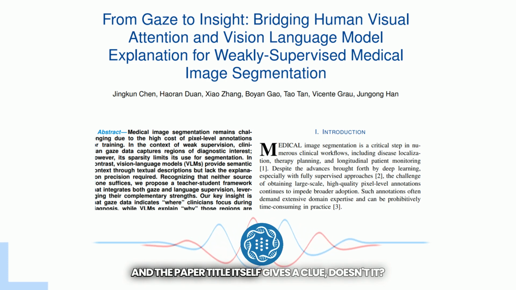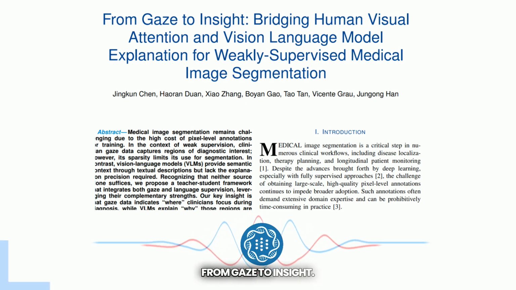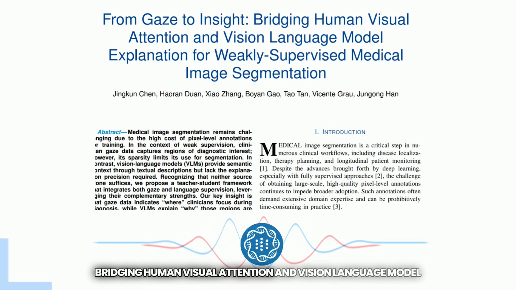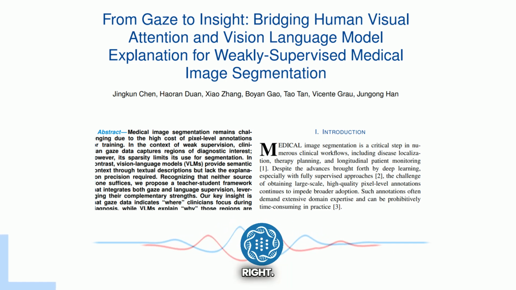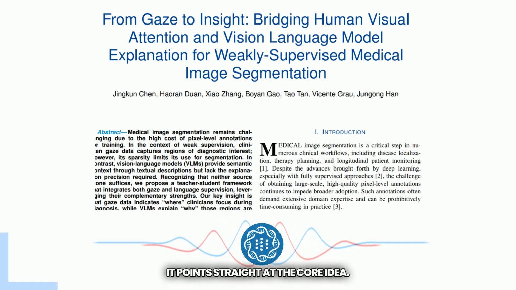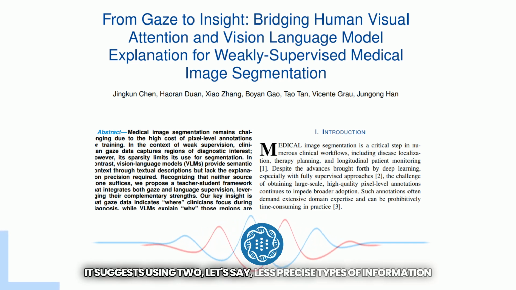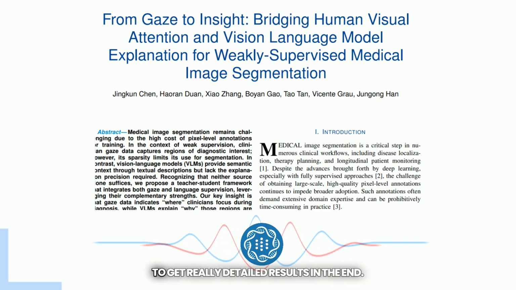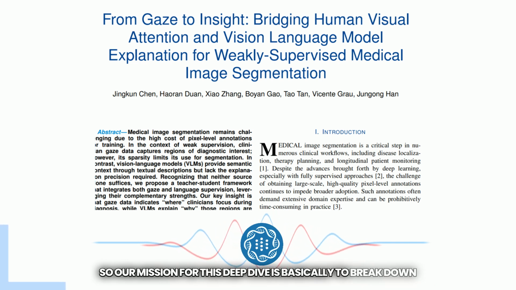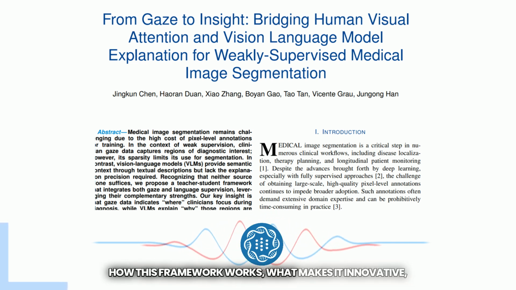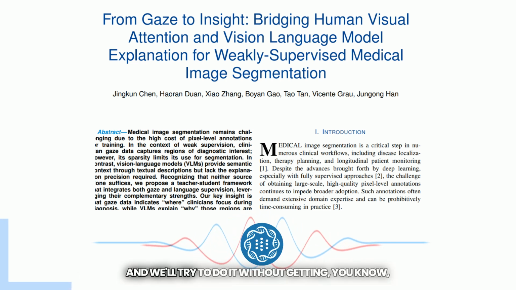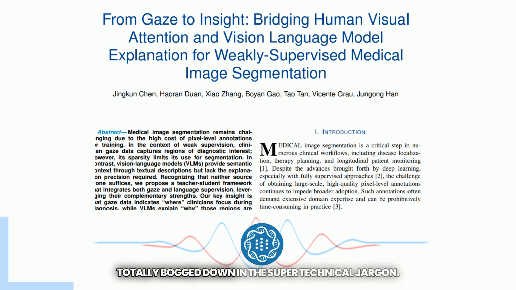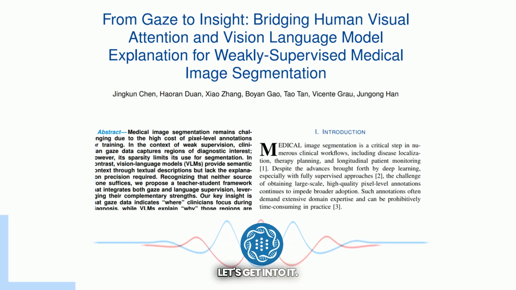And the paper title itself gives a clue, doesn't it? From Gaze to Insight: Bridging Human Visual Attention and Vision Language Model for Weakly Supervised Medical Image Segmentation. Right. It points straight at the core idea. It suggests using two, let's say, less precise types of information to get really detailed results in the end. So our mission for this deep dive is basically to break down how this framework works, what makes it innovative, and why it could be a really big deal for medical AI development. And we'll try to do it without getting totally bogged down in the super technical jargon. Sounds like a plan. Let's get into it.